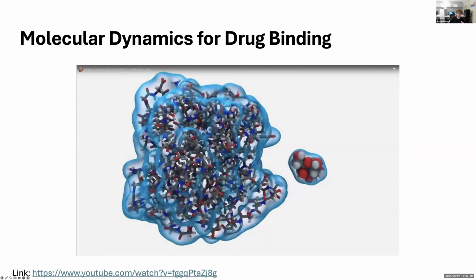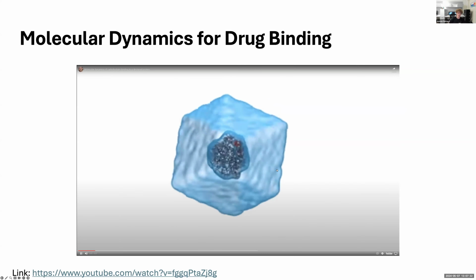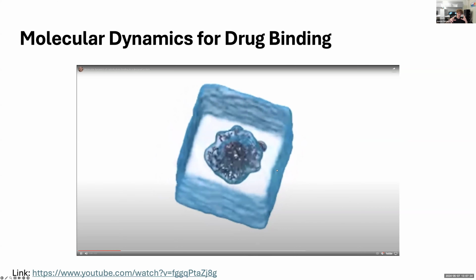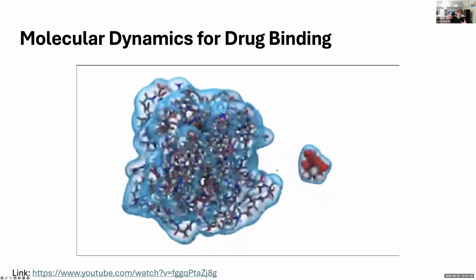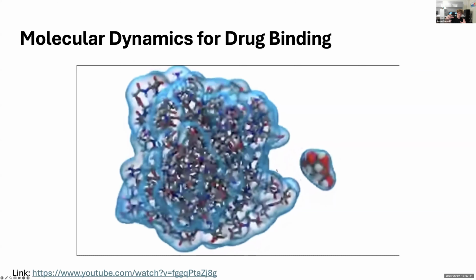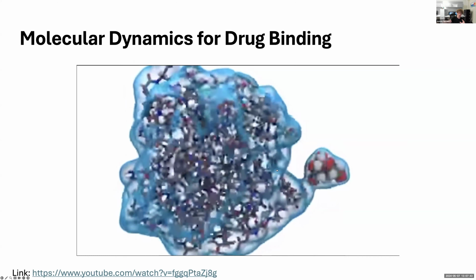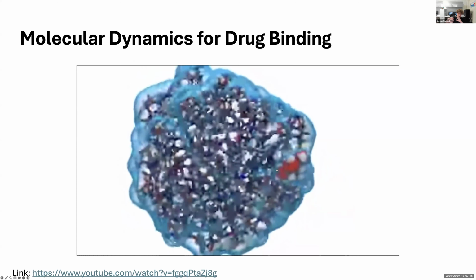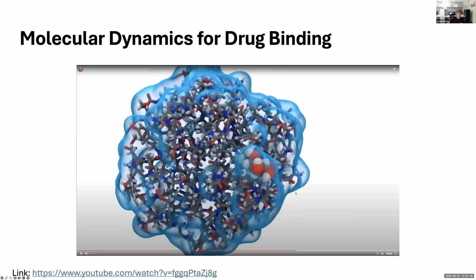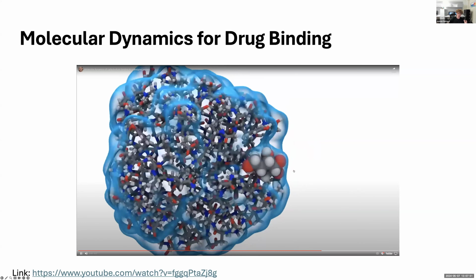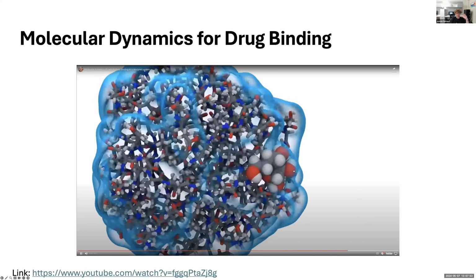So this is a simulation, and here you can actually see every single atom modeled in. Inside the water box, there's a protein and a small carbohydrate, and you can see the interaction between the carbohydrate and the protein as they get closer and closer together, and eventually the protein binds to the carbohydrate.